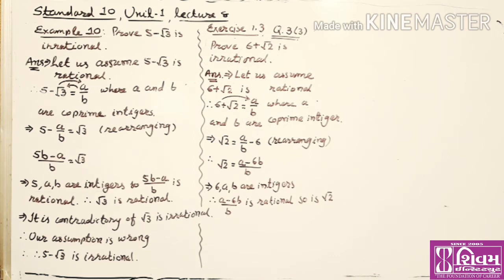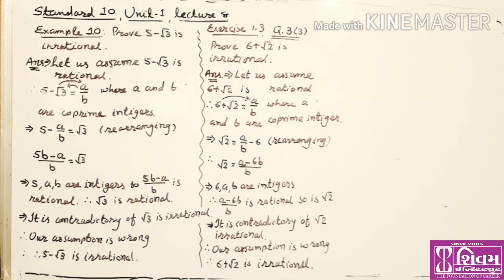Therefore so is root 2. It means root 2 is also rational, but this contradicts that root 2 is irrational, and therefore our assumption is wrong, and therefore the given term is irrational. So we proved 6 plus root 2 is irrational.